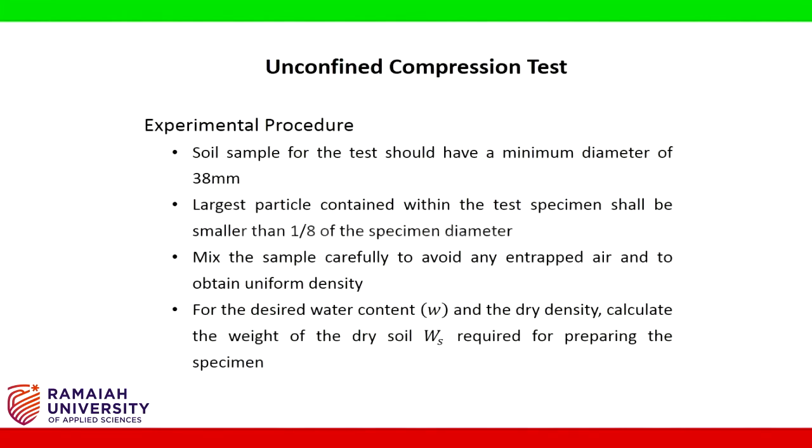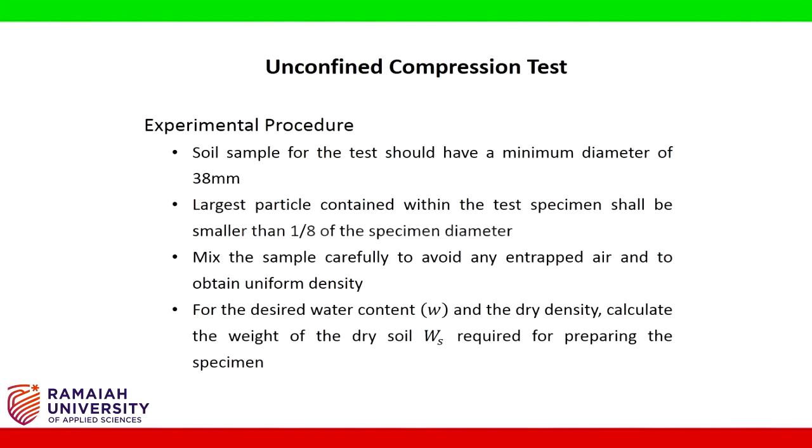Experimental procedure. Soil sample for the test should have a minimum diameter of 38 mm. Largest particle contained within the test specimen shall be smaller than 1/8 of the specimen diameter. Mix the sample carefully to avoid any entrapped air and to obtain uniform density.